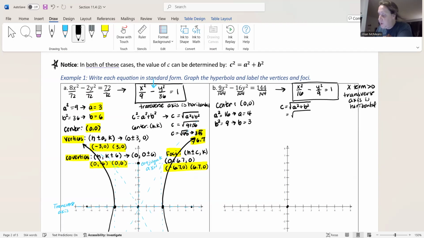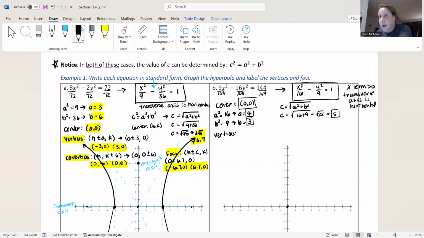So c is the square root of 16 plus 9, which is 25. So we can say that c is equal to 5. So we have found a lot of really helpful information. First, we have the center. We know that the transverse axis is going to be horizontal through the center, which means it's just going to be the x-axis. We now need to find our vertices and co-vertices, and then we're going to find the foci. So vertices, we know the vertices run along the transverse axis.